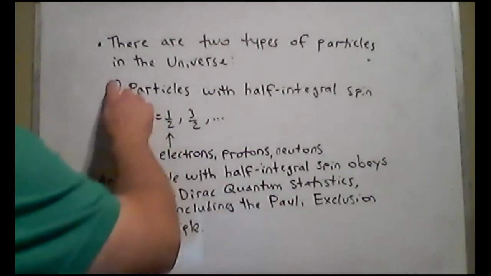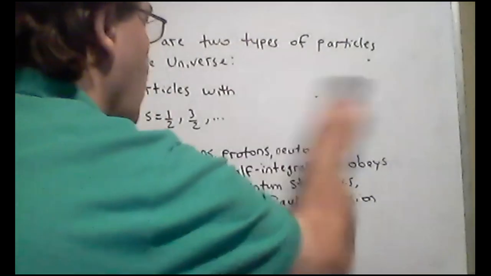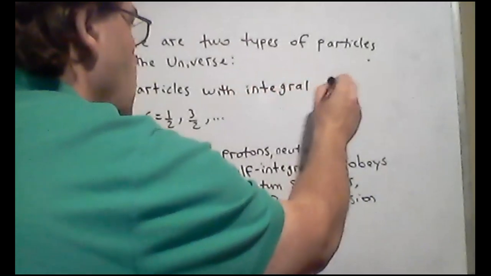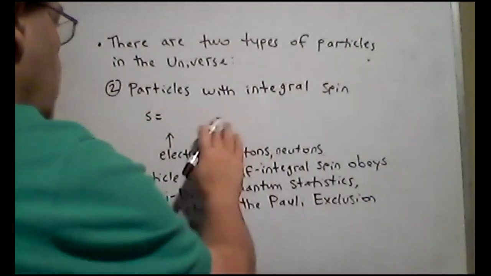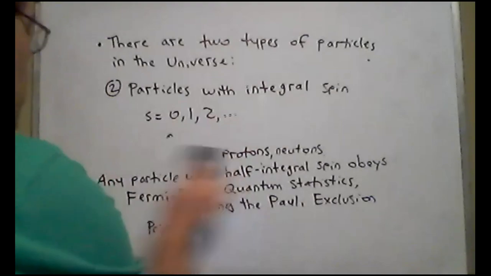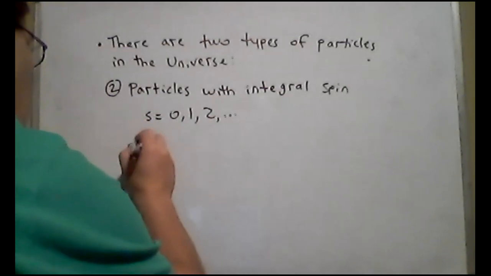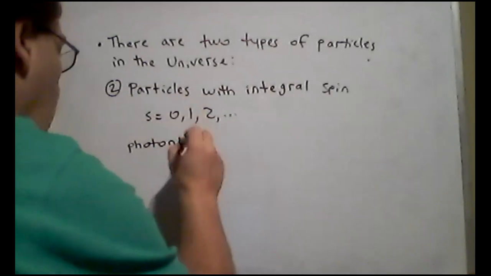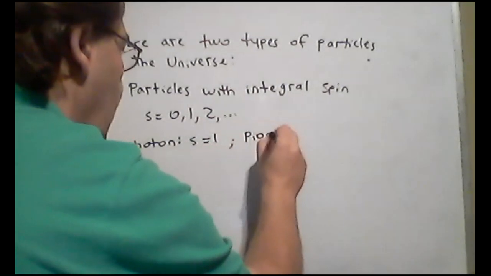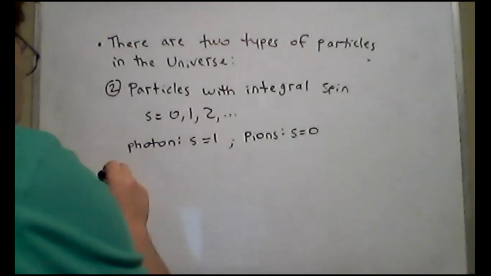The other kind of particle, number 2, are particles with integral spin. Integral spin would be integers: 0, 1, 2, and so on. So what's an example of particles of integral spin? Let's see, a photon. A photon is a spin 0 particle, I'm sorry, spin 1. All photons have spin 1. All pions have spin 0.